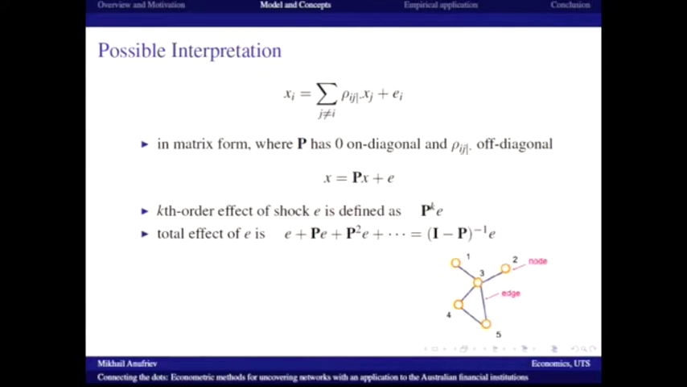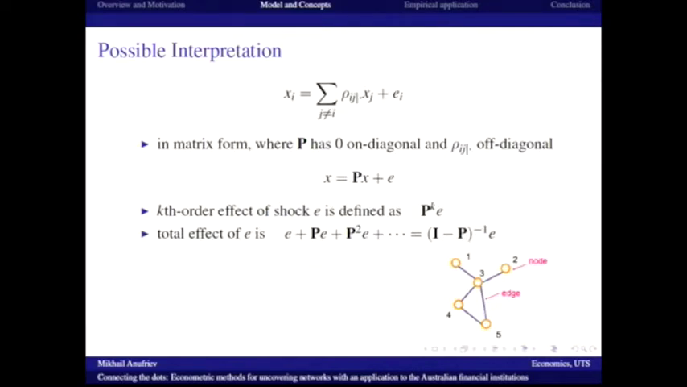So what is P times E? P times E is just the sum of these partial correlations over the vector of the shock. So if the shock, for example, comes in particular by one component to node one, and one has an edge with three, so it means that they have a correlation between them, then three will get this shock in one period of time, so in one step. And P will measure this.